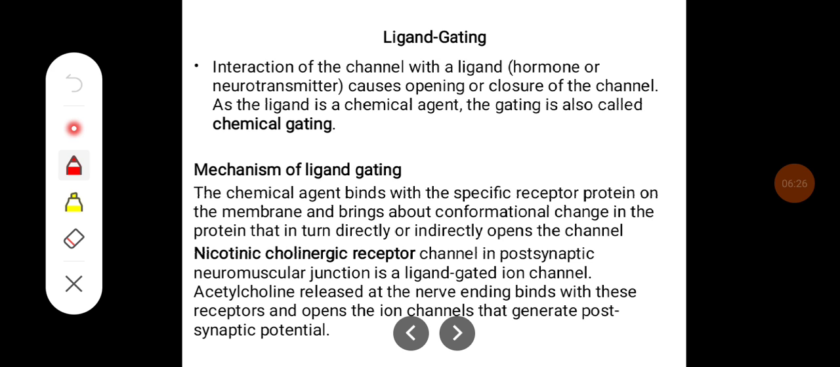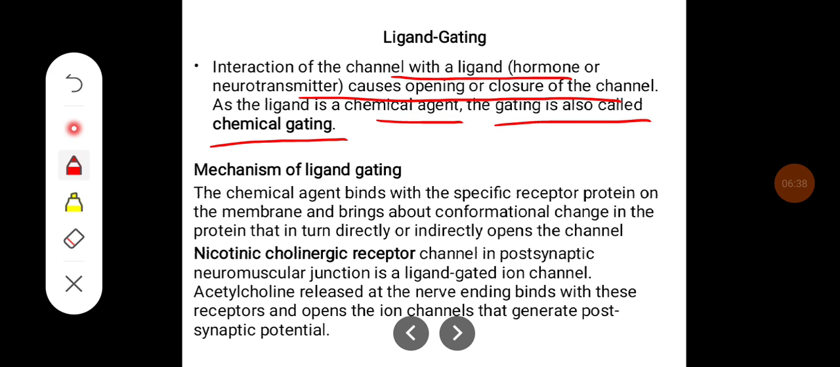Ligand gating: the interaction of the channel with a ligand, hormone, or neurotransmitter causes opening or closure of the channel. As the ligand is a chemical agent, this gating can also be called chemical gating. Mechanism: the chemical agent binds with a specific receptor protein on the membrane and brings out a conformational change in the protein that in turn directly or indirectly opens the channel.